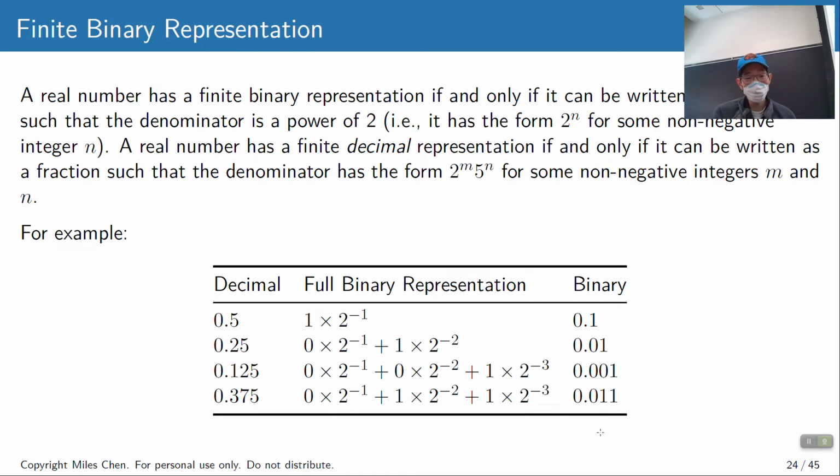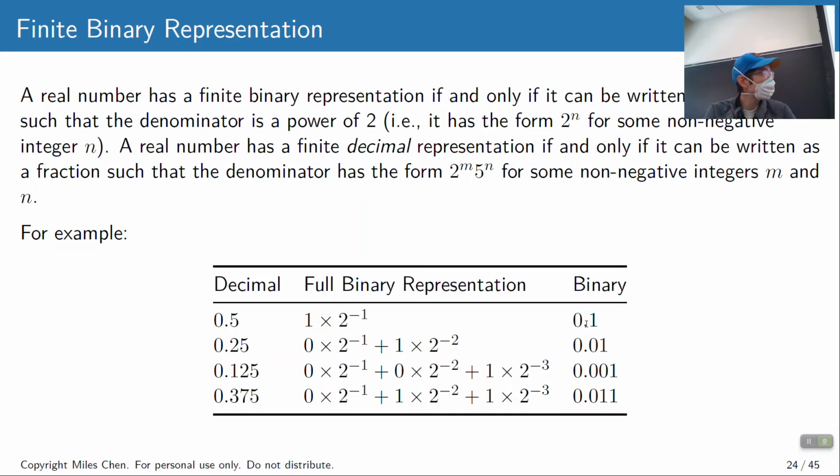A real number has a finite binary representation if it can only be written as a power of 2, such as 1/2 or 1/4 or 1/8. Those are all powers of 2. Just like you can have places after the decimal point representing 10 to the negative 1, the tenths place, and 10 to the negative 2 in the hundredths place, and 10 to the negative 3 in the thousandths place, you can have things after what we would now call the binary point, not the decimal point, because now we're dealing in binary.